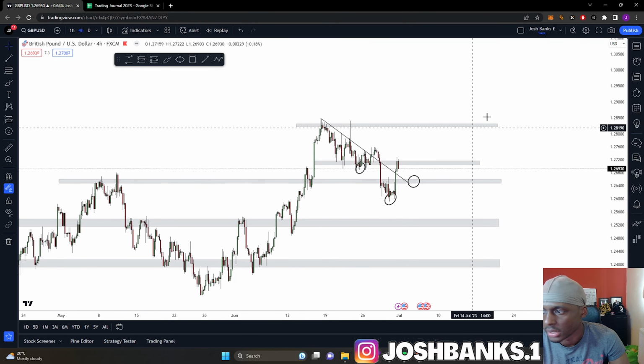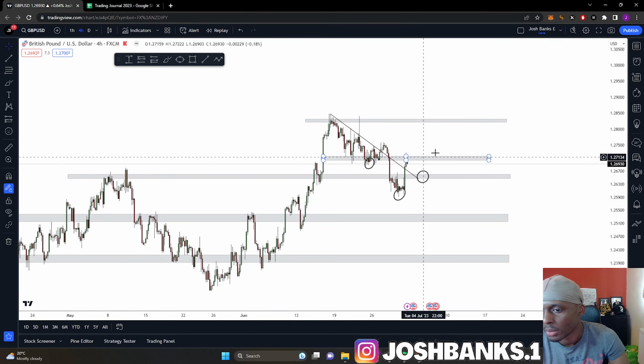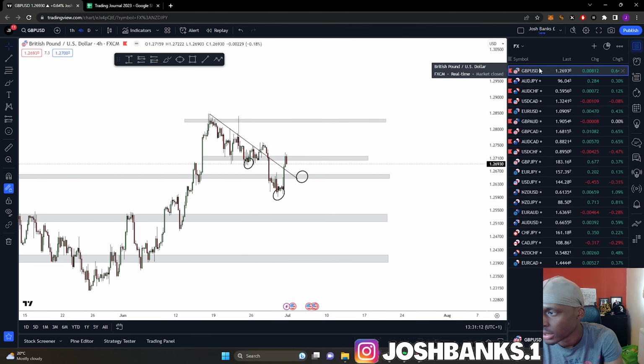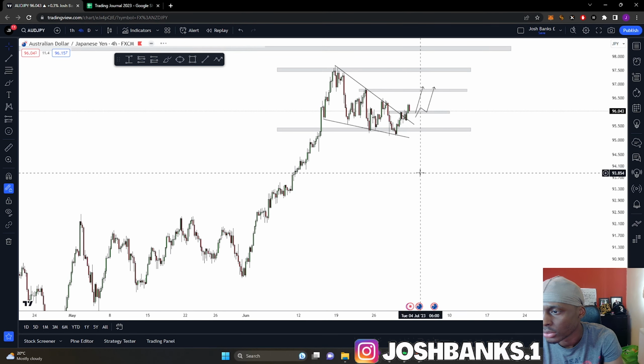But yeah, so that's the GBP US dollar scenario. And what I'm looking to trade it on, if the bull trend does continue up, that's what I can see happening. Next we'll break down Aussie JPY.